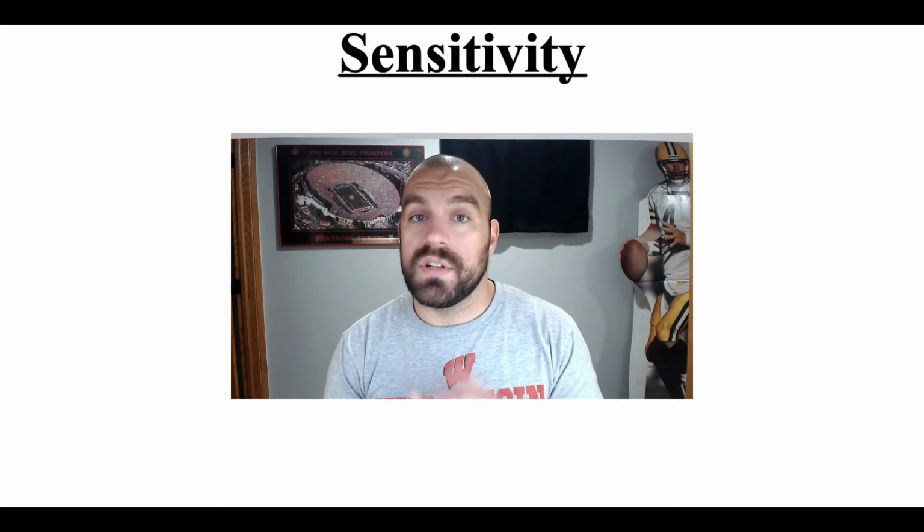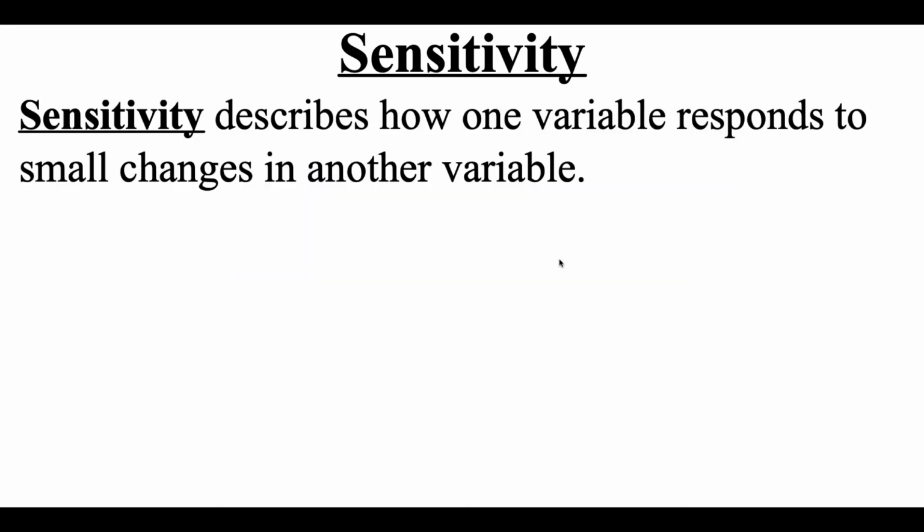In this video, we're going to take a look at sensitivity. So as we're talking about sensitivity, sensitivity describes how one variable responds to small changes in another variable. So for example, if you're farming, crop yield can depend on yearly rainfall. So if the rainfall has been low, then the farmer could expect to see decreases in the crop yield.